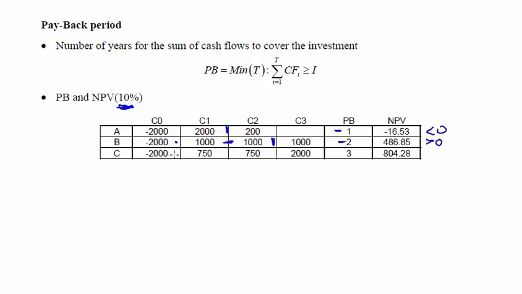And when we go to project C, the investment is the same, but now we need these three so that the sum of these three is higher or equal than this one. So the payback period is 3 years, so it's the highest. Nevertheless, this is the best project because it has the highest net present value.